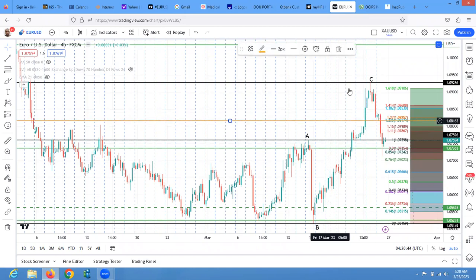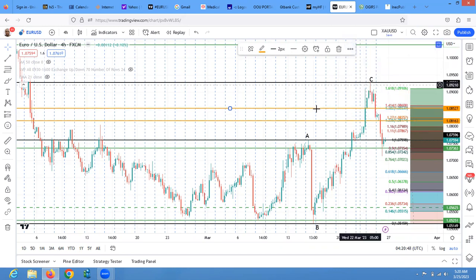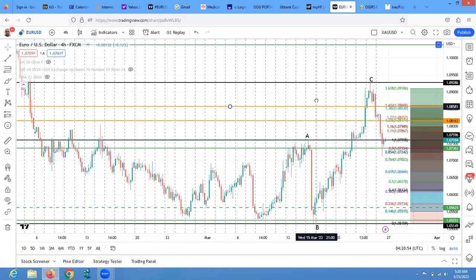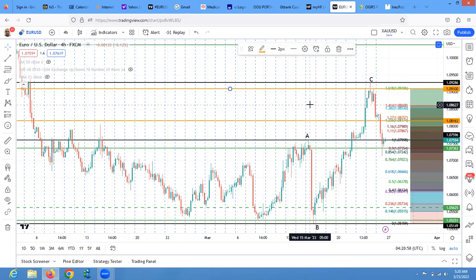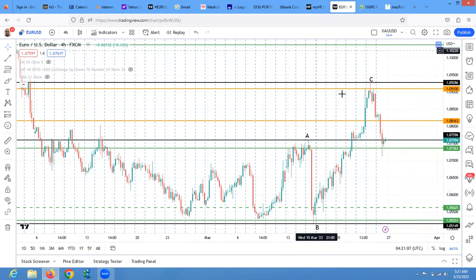That's one. Then, if you say you are in a new trend, before you can say you are in a new trend or you have broken the structure, 161.8 should have stood its ground, which is here. Okay. So now that's 161.8. This is 123. This is 161.8.